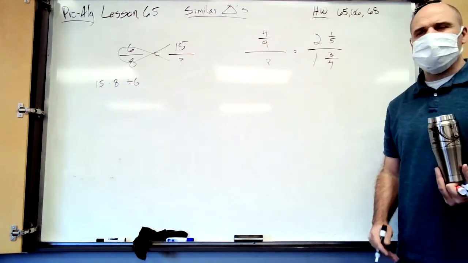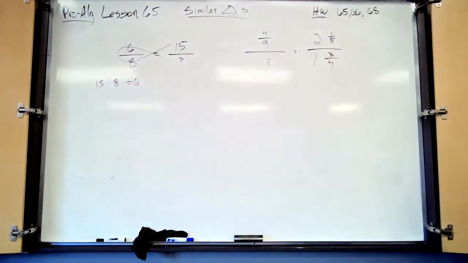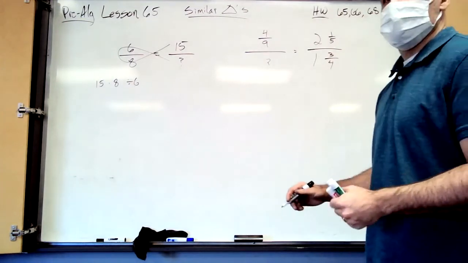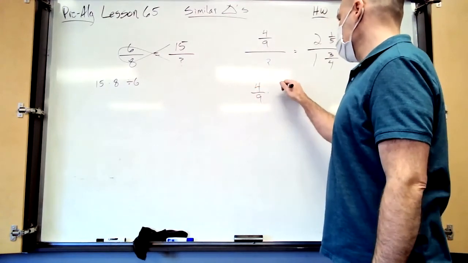Okay, what do you do first? Who hasn't done it yet? Who doesn't have the answer? I think everybody. So walk me through it. What do you do first? You multiply 4/9 by 1 3/4. Okay, so that's 7/4, right?